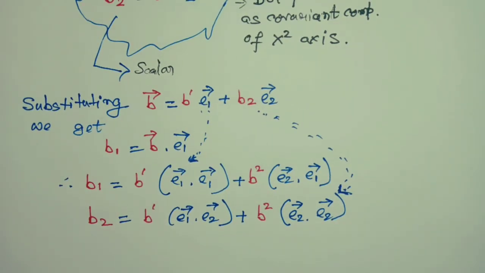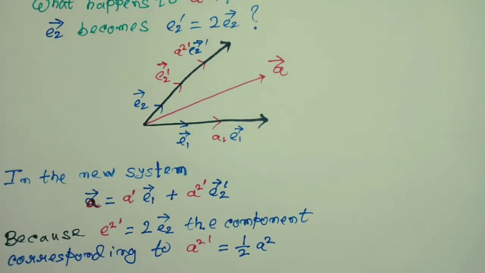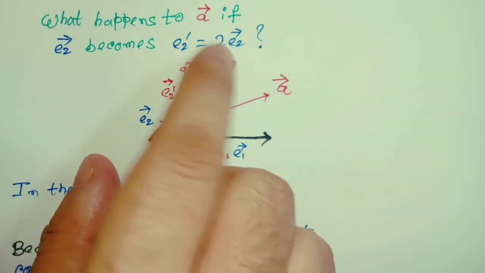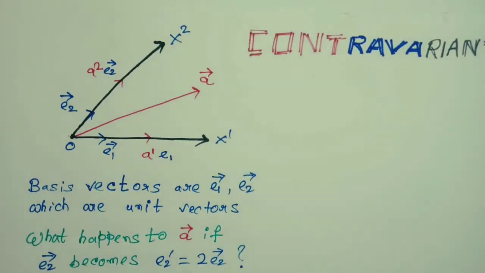Now what happens if we do the same with the contravariant vector? With the contravariant vector, if you see what we have done earlier, we doubled the magnitude. Here, E2 becomes 2E2. So this has been done in the case of a contravariant case. So let us see what will happen if we double it.